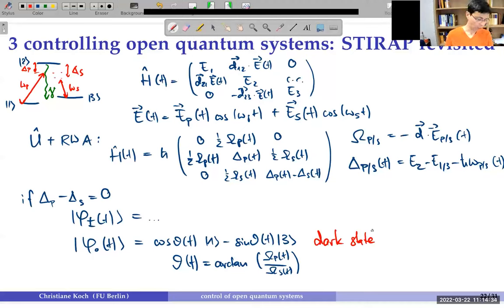Okay, and one comment that I want to make here in view of control of open quantum systems is that this is actually an example for a one-dimensional decoherence-free subspace, or DFS. And if you're interested in more details on that, it's a bit dated, but there is a very nice book chapter by yesterday's lecturer and Birgitta that explains not only this concept very didactically, but also the connection to STIRAP.